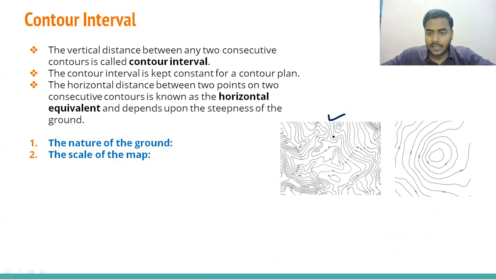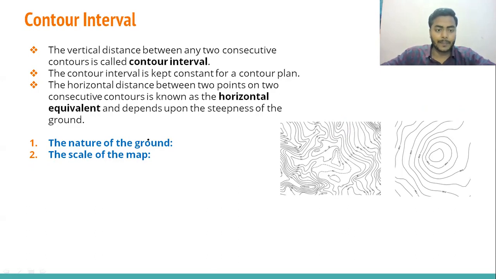In the figure, you can see in this case they are getting so many contour lines. In this case, we are getting fewer contour lines. So this is the example of a flat surface, and this will show the highly undulated ground.